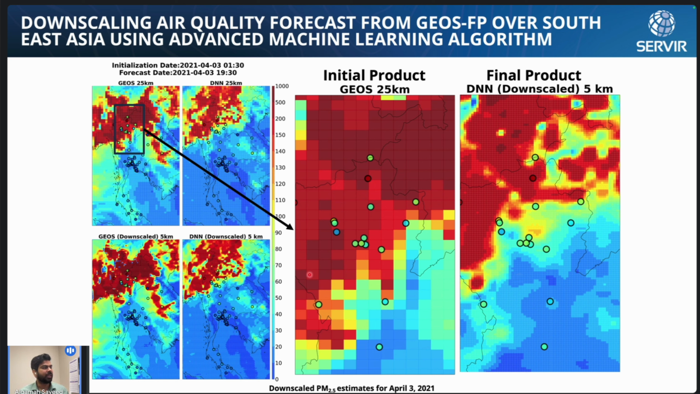I have zoomed in on a small portion in the middle of Thailand where the GEOS 25 kilometer version was overestimating PM2.5, which was very well bias corrected by the DNN model and the downscaled version of the model. You can clearly see how well the boundaries are now defined for all these station location points.